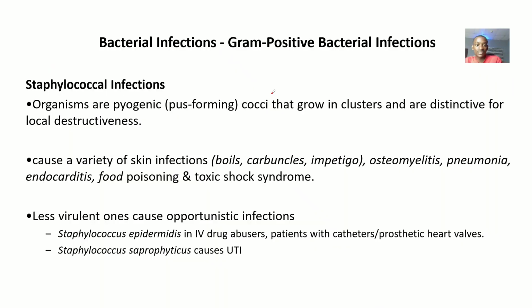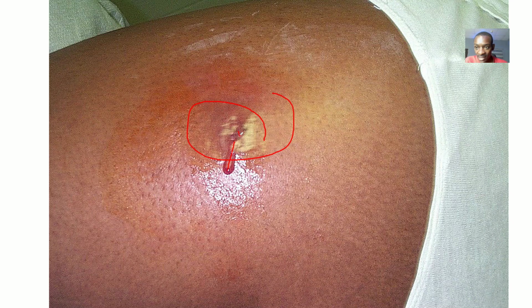Let's talk about it. We said that staphylococcal organisms are known as what? Pyogenic cocci. That means they are pus forming. When they infect you, they form pus. So they are pus forming cocci that grow in clusters and they are distinctive for their local destructiveness. Basically, if they infect here, they will destroy here, unless they spread to another site. They infect that specific place.